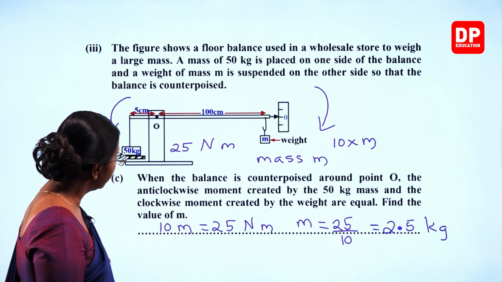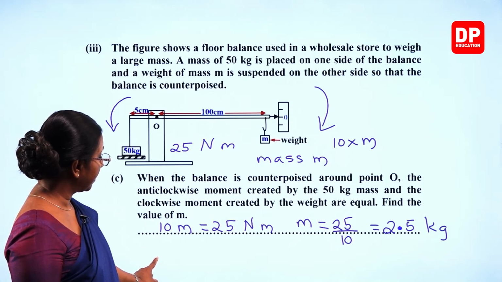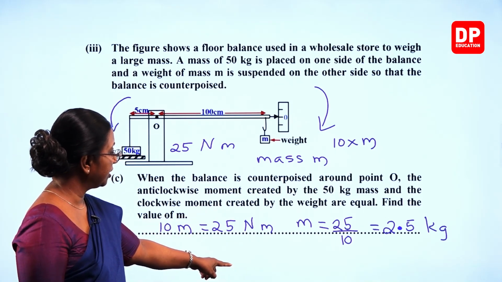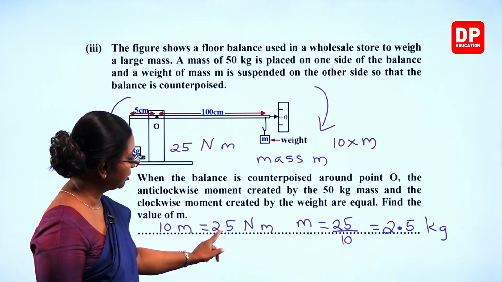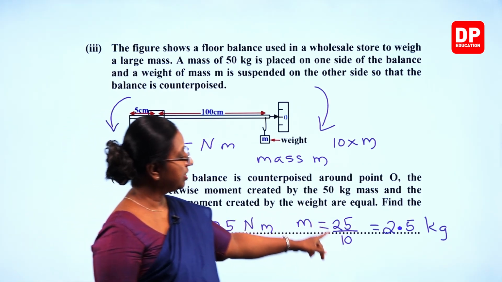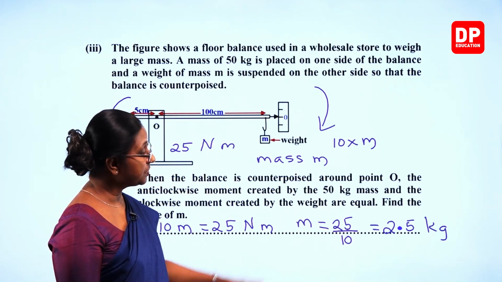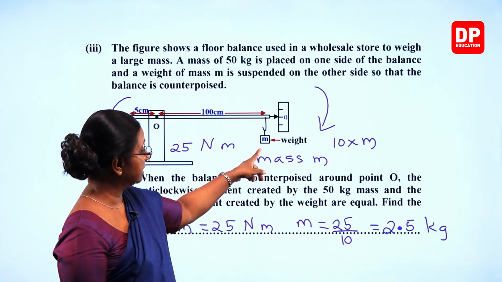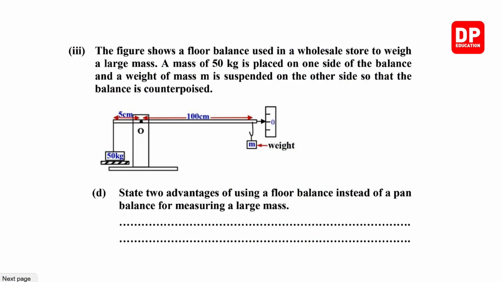So here also you need to balance it. Clockwise moment, anti-clockwise moment or counterclockwise moment, they are equal. So 10 m is equal to 25 Newton meters. When you calculate, you get the answer in 2.5 kilograms because it is the mass. Is that clear?